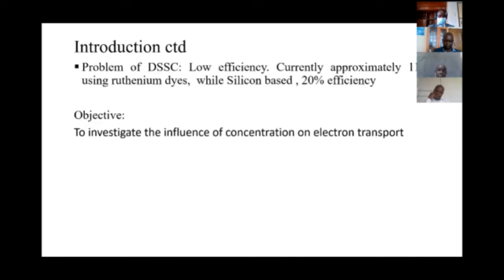Now, the problem here is that dye-sensitized solar cells have very low efficiencies compared to others such as silicon-based solar cells. However, it has been reported that an efficiency of more than 12% is achievable using ruthenium-based dyes. Here, the objective is to investigate the influence of concentration of anthocyanins on electron transport.